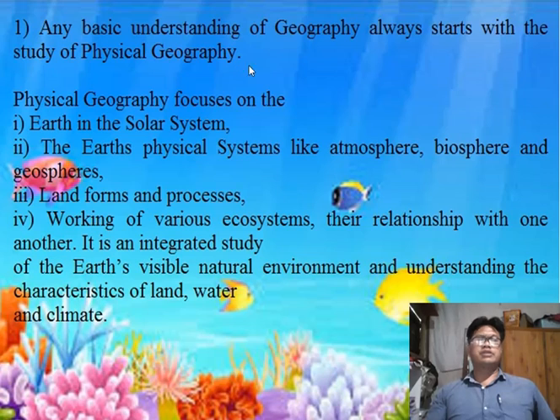Any basic understanding of geography always starts with the study of physical geography. Physical geography focuses on the Earth in the solar system, the Earth's physical systems like atmosphere, biosphere, and geosphere, landforms and processes, working on various ecosystems, their relationship with one another. It is an integrated study of the Earth's visible natural environment and understanding the characteristics of land, water, and climate.